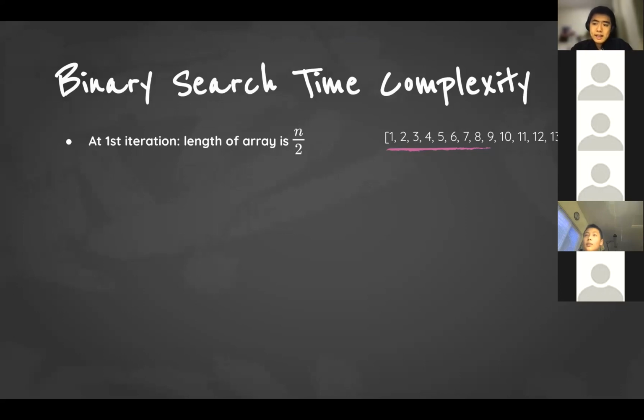The length of the array is n. In the first iteration, we pick a number right in the middle, and after the first iteration, we eliminate half of all numbers. So we narrow our search to n over 2. We have n over 2 numbers left in which the possible value can be. We keep going. We keep dividing by 2, and 2, and 2.